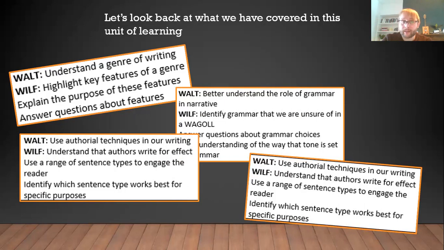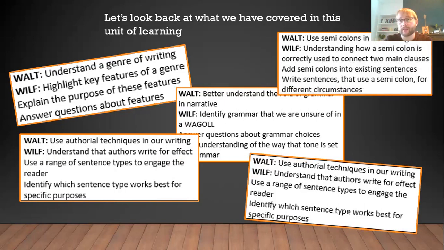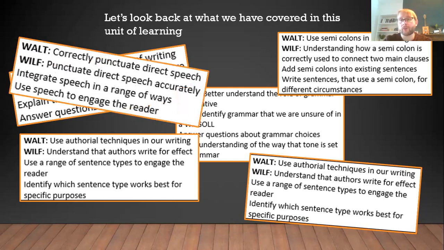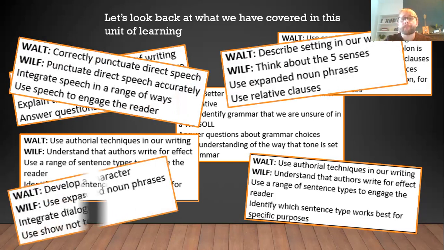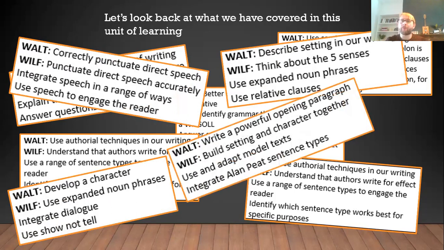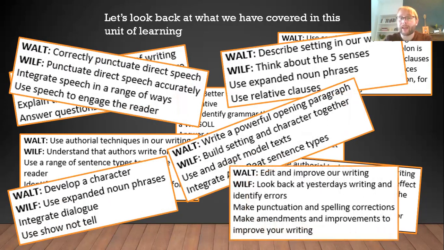We've looked at authorial techniques in our writing. Using semicolons, again, that tied in nicely with the Alan Peat sentences, making sure we're using those semicolons correctly to connect two main clauses. Direct speech, so punctuating our speech properly, that's definitely 100% going to be in your narrative. Describing settings, that's going to be in there as well. You did some brilliant setting descriptions thinking about the 5 senses. Developing character, including using show, not tell, and integrating that dialogue. We've done that, that's going to be crucial. And then we've also written powerful opening paragraphs, as well as editing them. All of those things should be in your final piece, in your hot write, to show off all those skills.